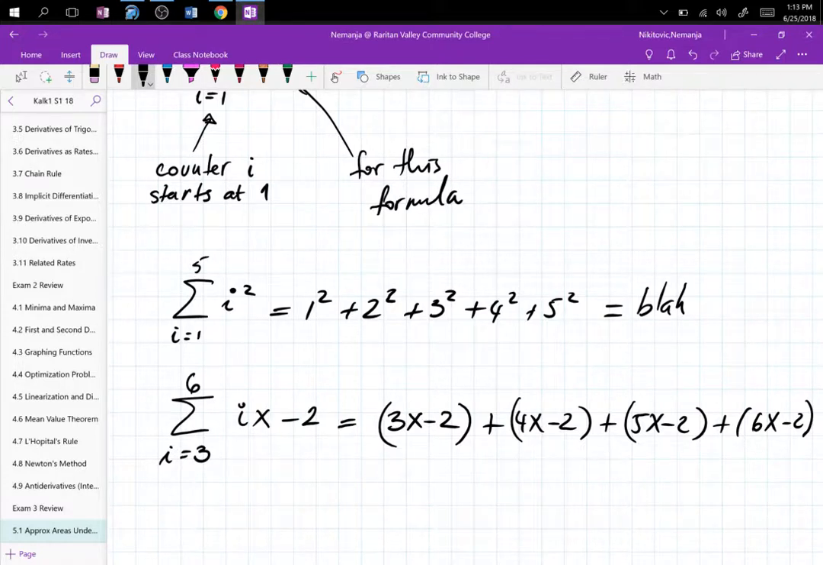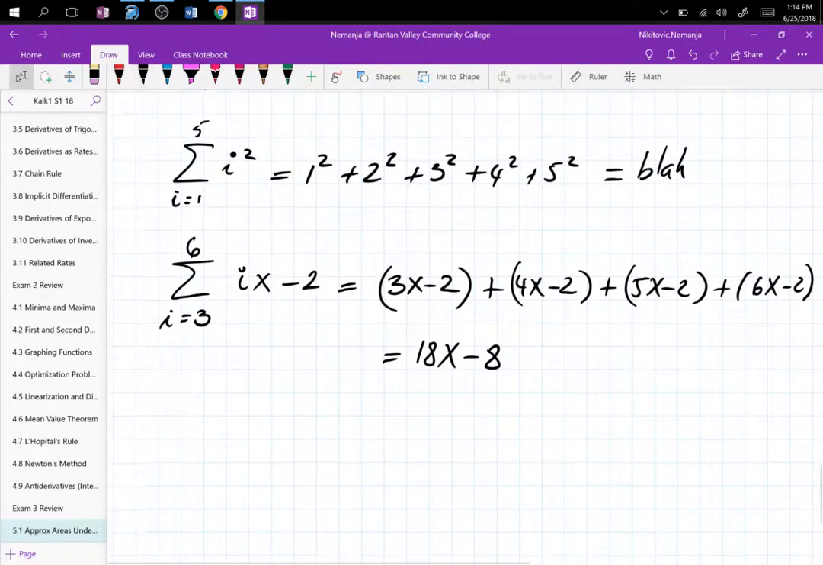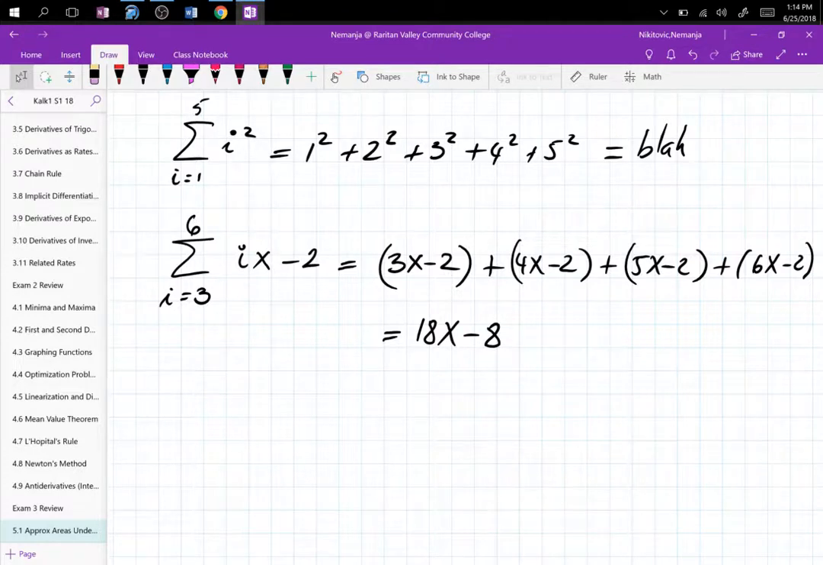Now, you can go ahead and work out the algebra of this, add all of these things together. Right, so you've got 18x minus 8 at the end, when you add all of these terms. So that's a fancy way to write 18x minus 8. Now, why do we want this summation?